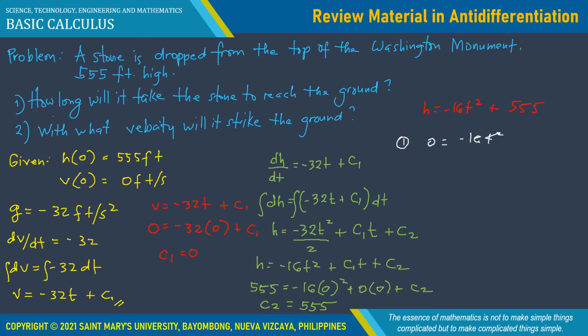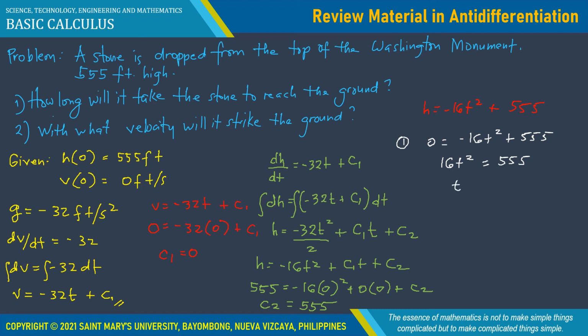Okay, sorry. Ayan, solve lang natin. So, transpose natin negative 16t squared. So, that will be 16t squared equals 555. So, divide both sides by 16.